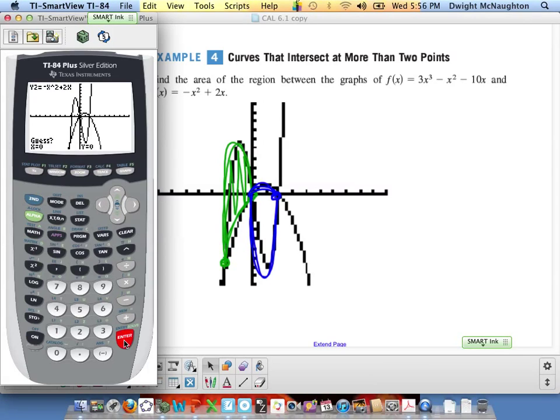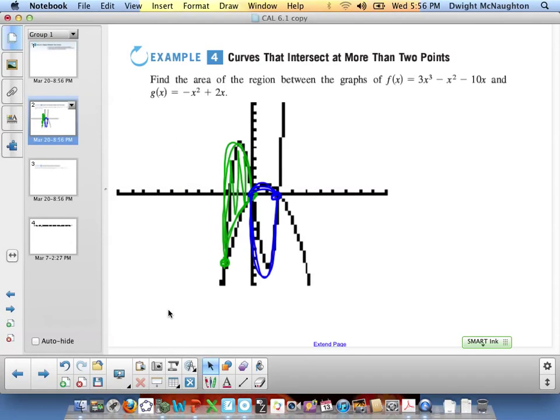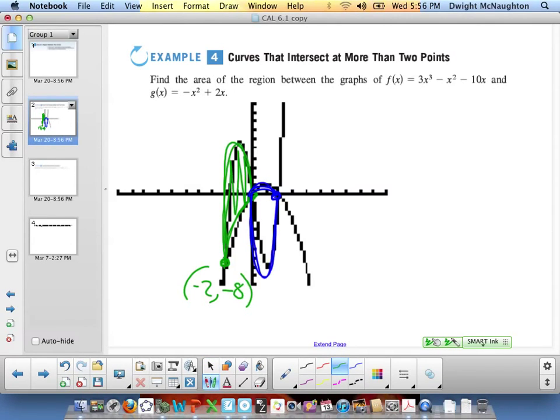And now when it says guess, there's three possibilities. You need to guess which one you want. The first one we want, try and get the one that looks like it's at -2. So enter a guess of -2 and see what it really is. It's -2, -8. So this point right here is -2, -8. This point right there looks like the origin. If you think it's the origin, just plug in 0 and see if you get 0 out of both functions. In this case, we do.